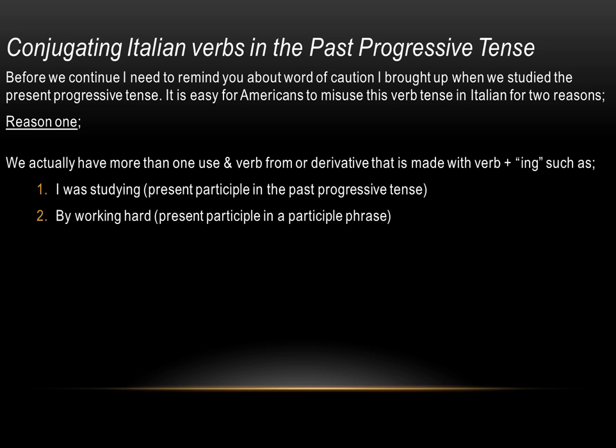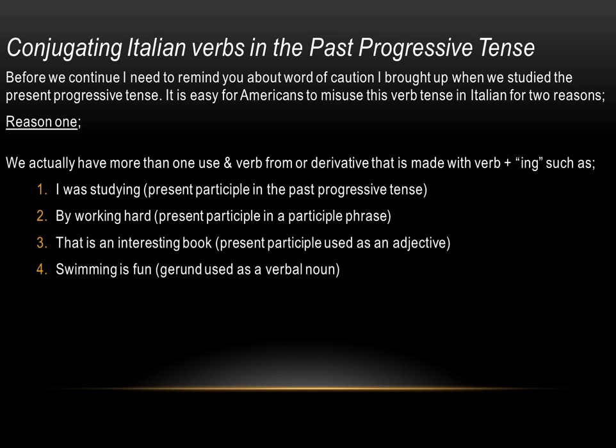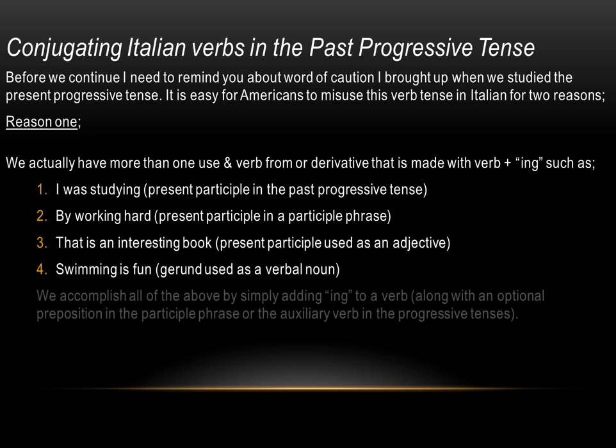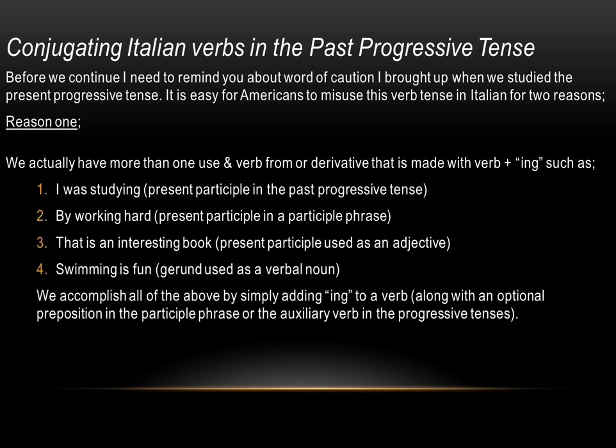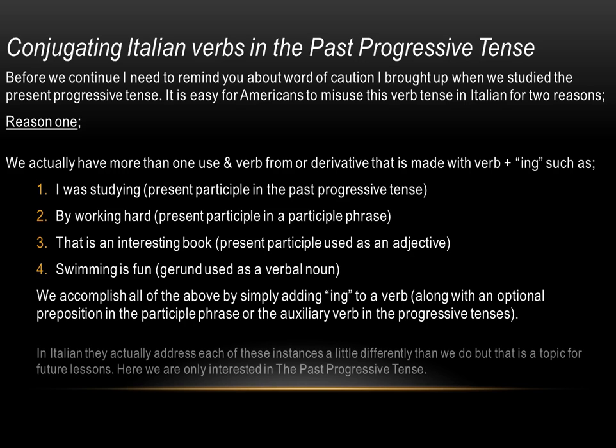By working hard, a present participle in a participle phrase. That's an interesting book, a present participle used as an adjective. Swimming is fun, a gerund used as a verbal noun. We accomplish all of the above by simply adding ing to a verb, along with an optional preposition in the participle phrase, or the auxiliary verb in the progressive tenses.